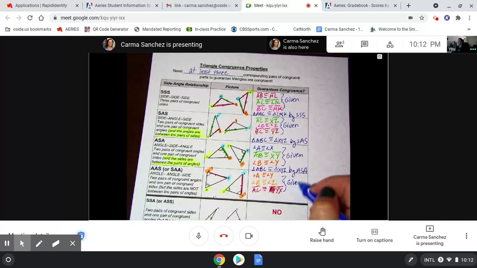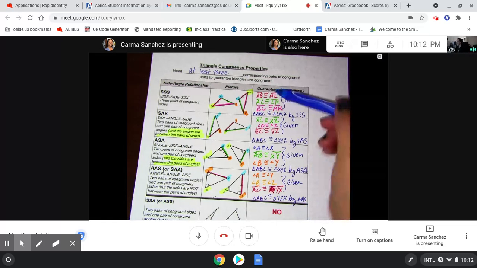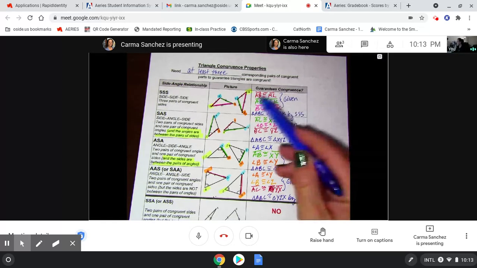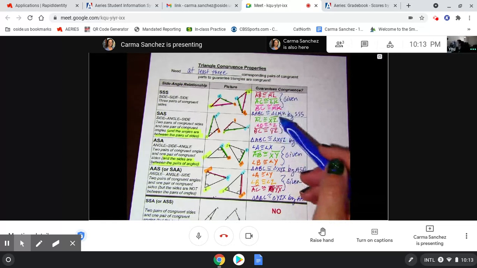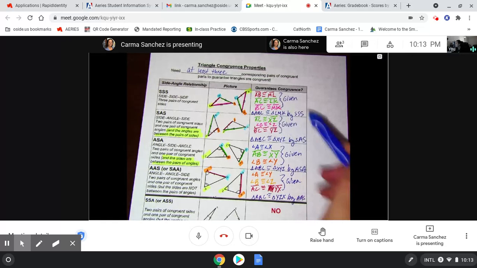Okay, what's the reason for these? These were given. And now we can say that triangle ABC is congruent to triangle, so I went orange, yellow, blue, so I'm going to go orange, yellow, blue, YZX. What's our reason? By angle, angle, side. You can also say SAA, side angle, angle. Okay, so these are examples of mini proofs of how we prove that triangles are congruent. You state the pieces that were given to you, then you state the triangle congruency statement by what postulate.